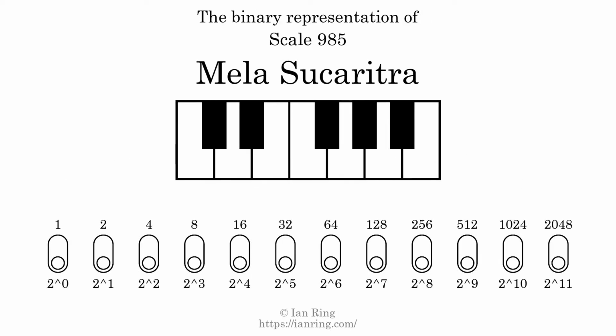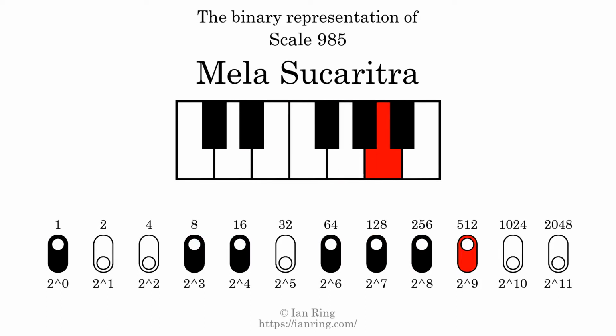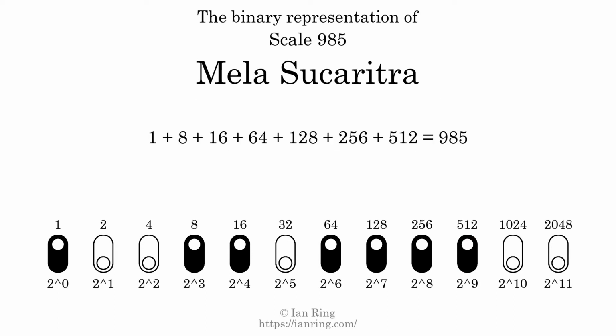The binary representation of this scale is determined by mapping tones of the scale to binary digits. Each binary digit represents a power of 2. To get the scale number, we add the powers of 2 together. The powers of 2 that are present in the scale, all added together, equals 985. That is why the scale number, in decimal, is 985.